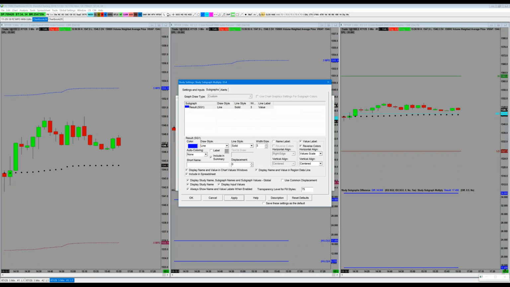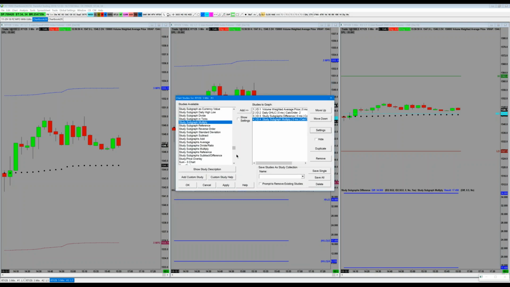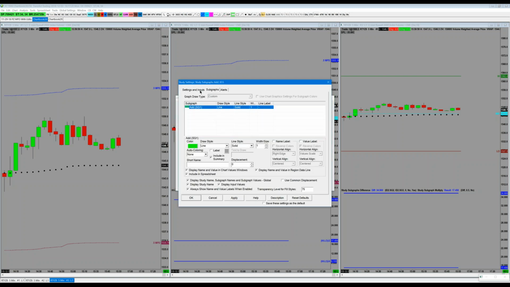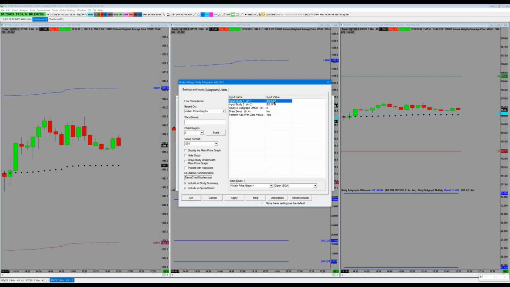So that is 17.45. Okay, now what we're going to do is use the study subgraphs add study to add one subgraph to another. So one of the subgraphs is going to be the VWAP, the other one's going to be this half range that we calculated. So we could do settings. What are we going to add together? Input study number 1, do we want it to be the main price graph?